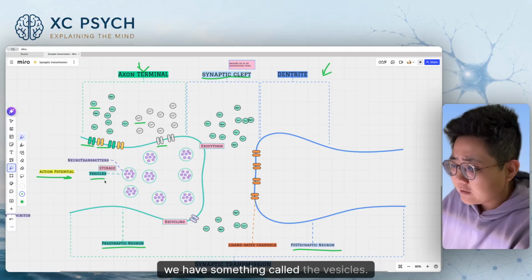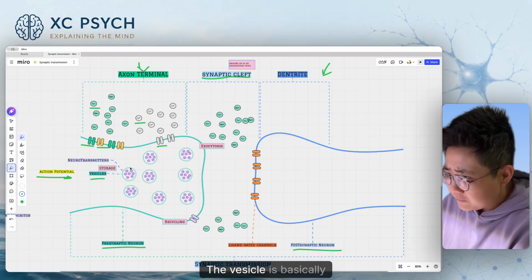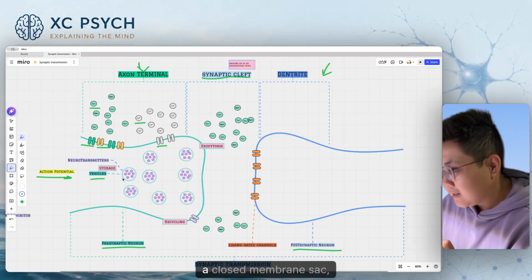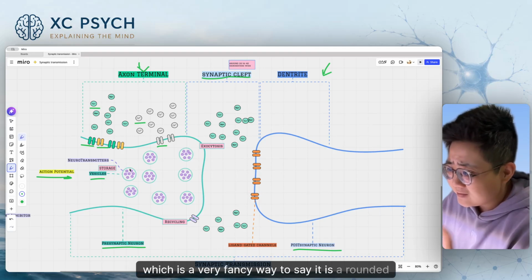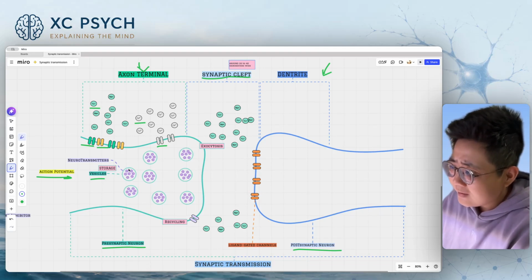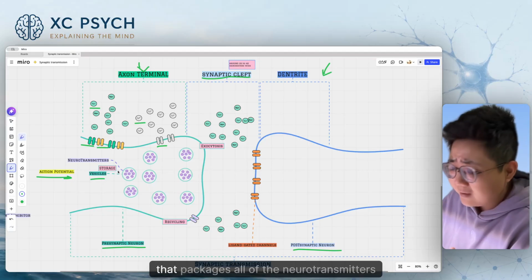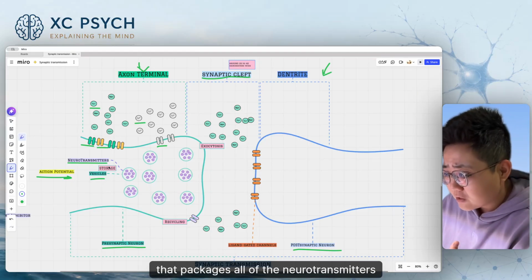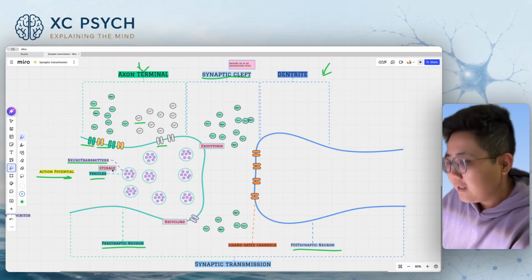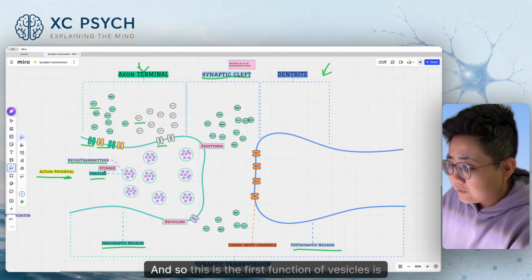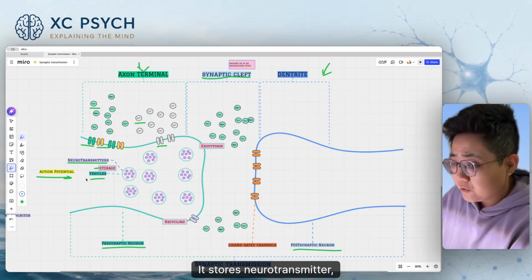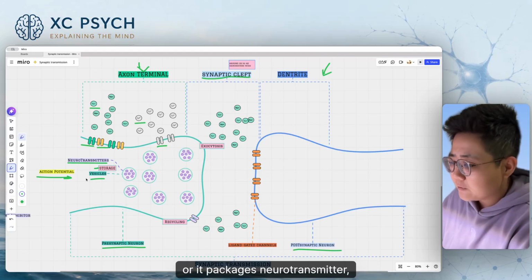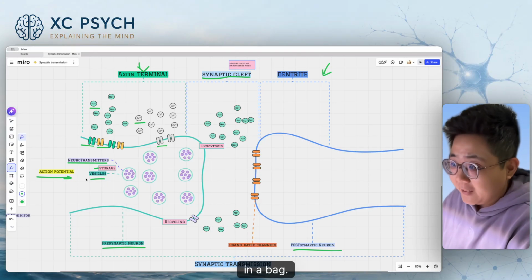So we have something called the vesicles. The vesicle is basically a closed membrane sac, which is a very fancy way to say it is a rounded container that packages all of the neurotransmitters inside. And so the first function of vesicles is storage. It stores neurotransmitters, or it packages neurotransmitters in a bag.